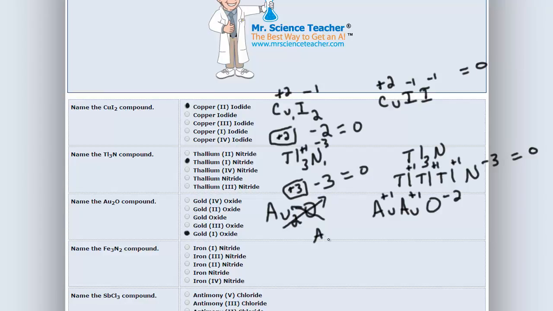And so we'll get Au, and that's got a +1. And oxide has got the -2, as it should. So gold 1 oxide. Name the Fe3N2 compound. So we have Fe3N2. Bring that 2 over, this 3 up, and we'll get Fe with a +2 and nitride with a -3. So iron 2 nitride.